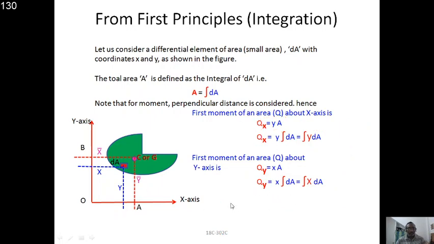Therefore, centroid is equal to moment of area divided by area only. So that is the centroid. The same thing you should do.